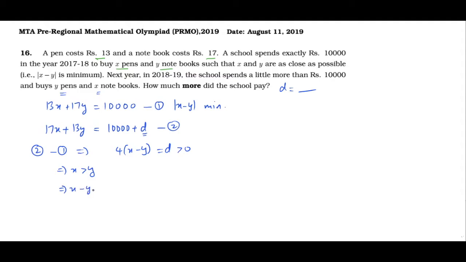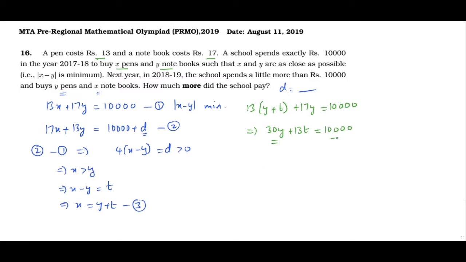Let the difference between x and y be some t. So we can write x is equal to y plus t. Substituting this value in the first equation, we get 13 times (y plus t) plus 17y equals 10,000, or 30y plus 13t is equal to 10,000.